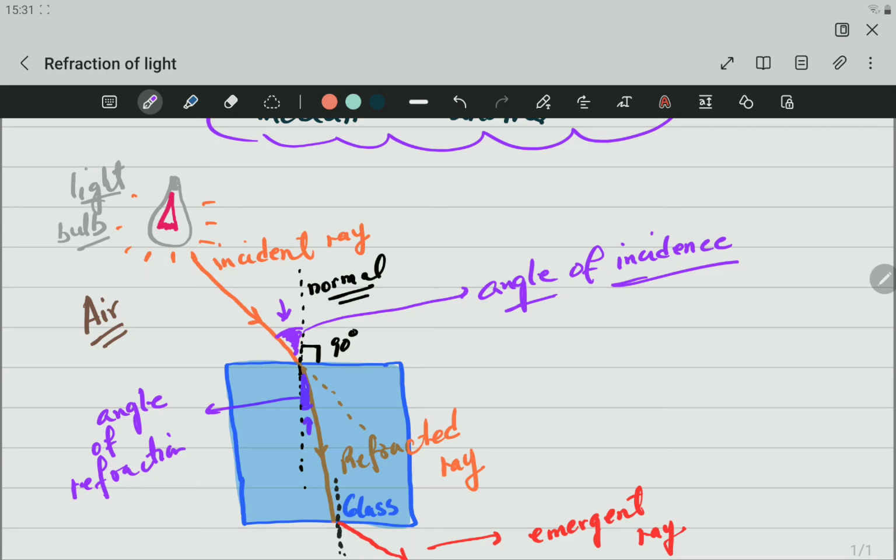So guys, this is all you need to know about refraction. You need to know this is called refraction. You have the incident ray, you have the refracted ray, and the ray that is coming out of the glass is called the emergent ray. So this is all. I hope you understand. It could be tricky. I'll try to do an experiment so you can see it in real life.